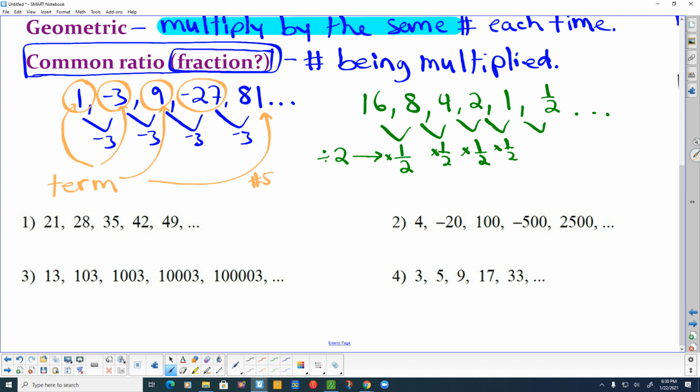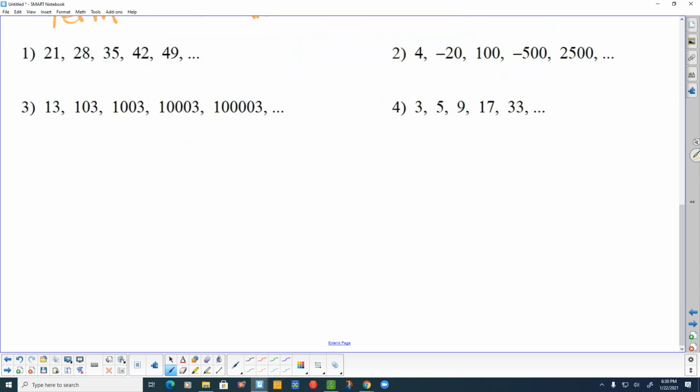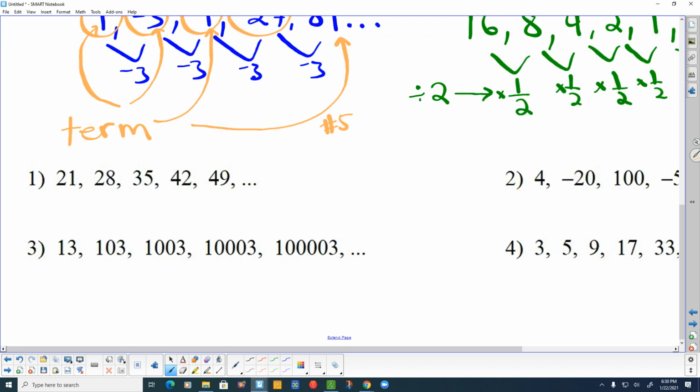Okay, I want to look at numbers 1, 2, 3, 4. Which one is arithmetic, which one is geometric, and which one is neither? So you look at it and say, okay, maybe I'm going to blow this up so I can see it a little bit better. I'm going to check for arithmetic first.